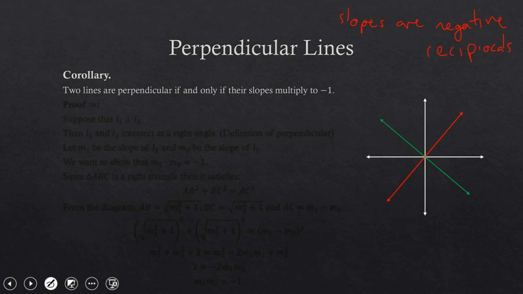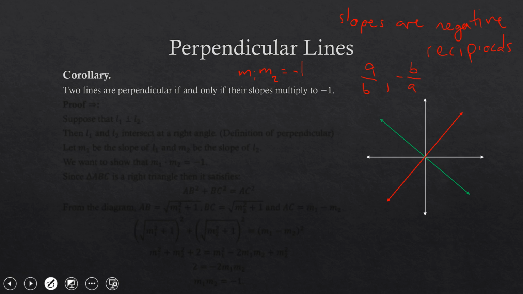So for example, a over b and minus b over a are negative reciprocals of one another, meaning the reciprocal flips the fraction, and the negative sign multiplies by -1. Another way to say this, and I actually prefer this more, is that their slopes multiply to -1, meaning m1 times m2, our two slopes, equals -1. I think it's a little bit simpler, but it means exactly the same thing.